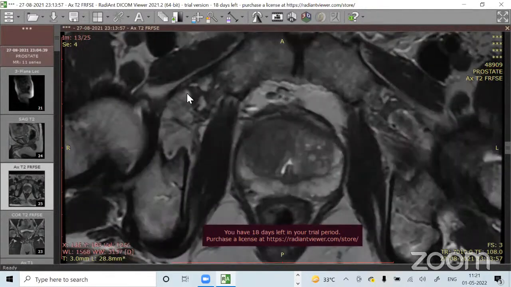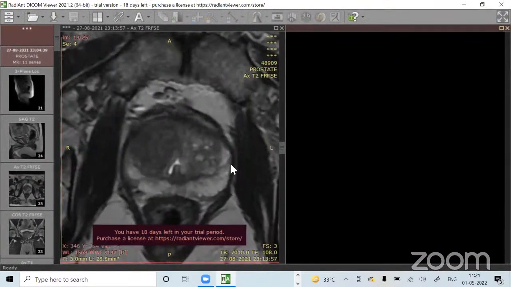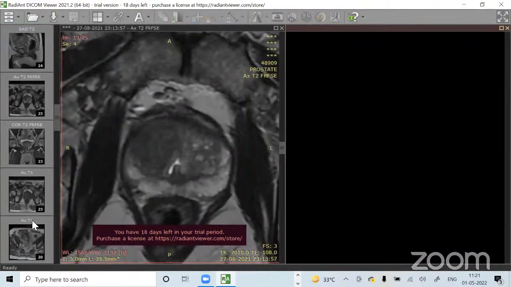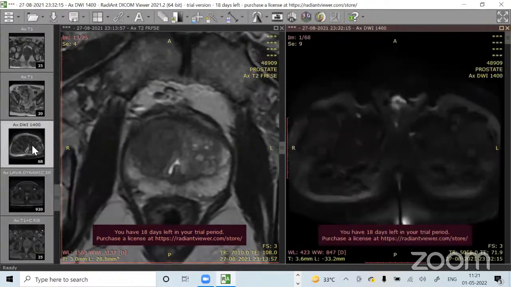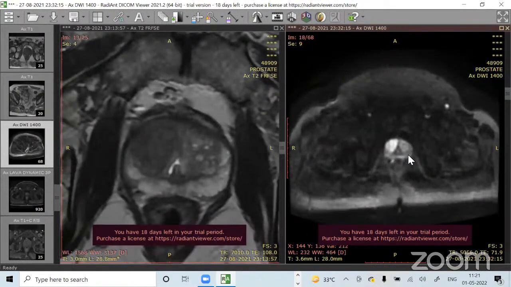So now we want to check whether this is showing restricted diffusion or not. So let's see. On workstation, it is relatively easier. So you don't have to worry about this. This is on just a laptop. So you see this is diffusion. And what you see here, that there is restricted diffusion. The ADC values were low in this case, which was around 700 somewhere.